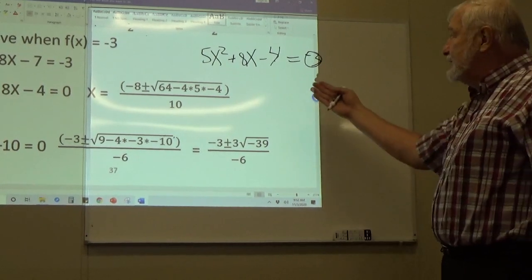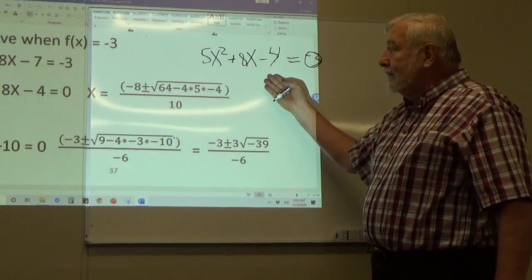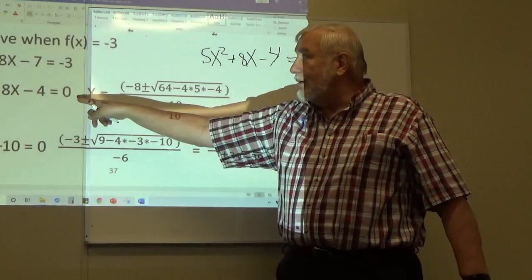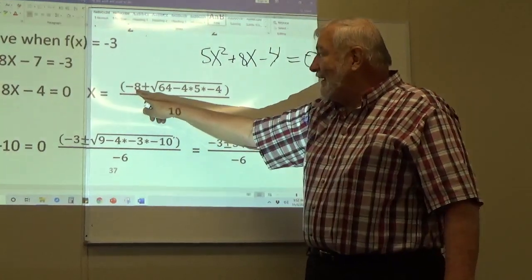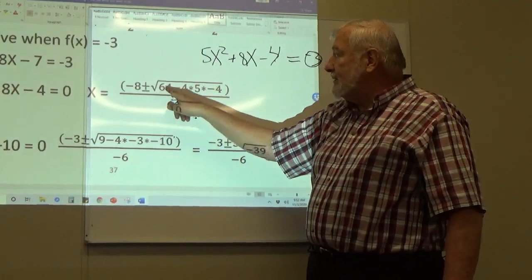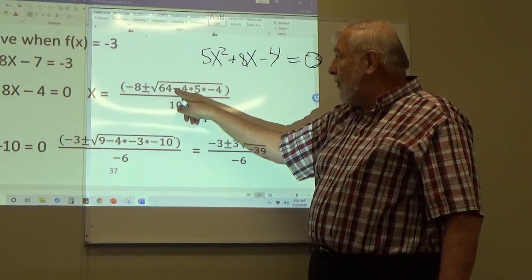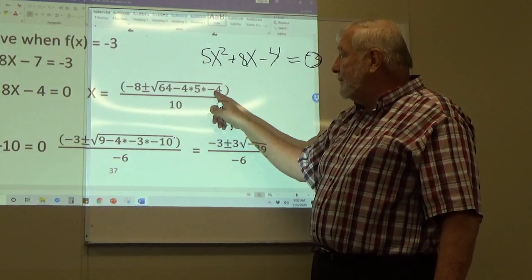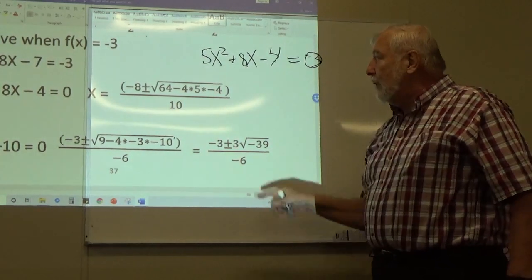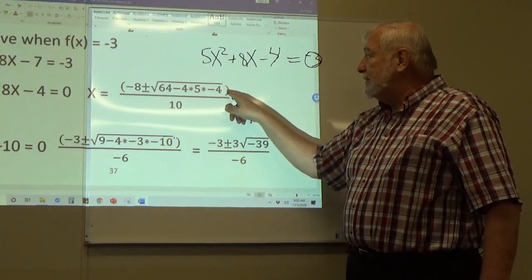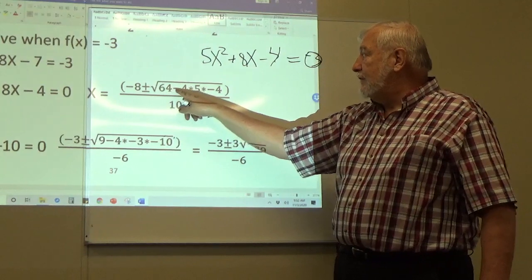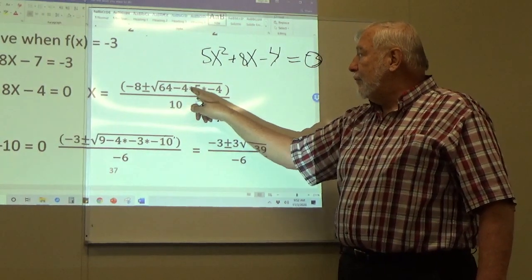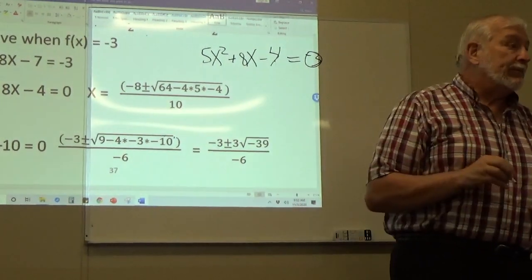So how would you solve this? All right, it's right here. So opposite of that is 8 plus or minus the square root of b squared, 64 minus 4 times 5 times negative 4. All right, so how much is the discriminant underneath here? Put in your calculator 64 minus 4 times 5 times negative 4.